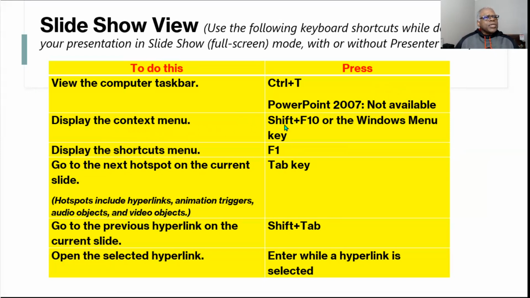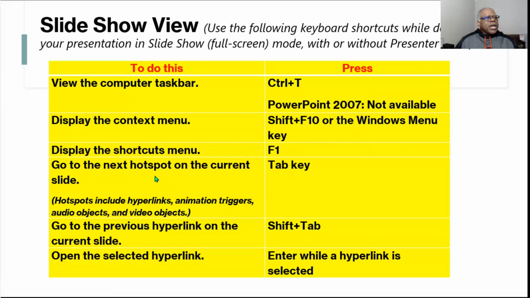Display the context menu, Shift F10. Okay, you can't see it either. These are options in Windows. F1 will give you the help, and from there you can find the help on whichever shortcut you want to use.